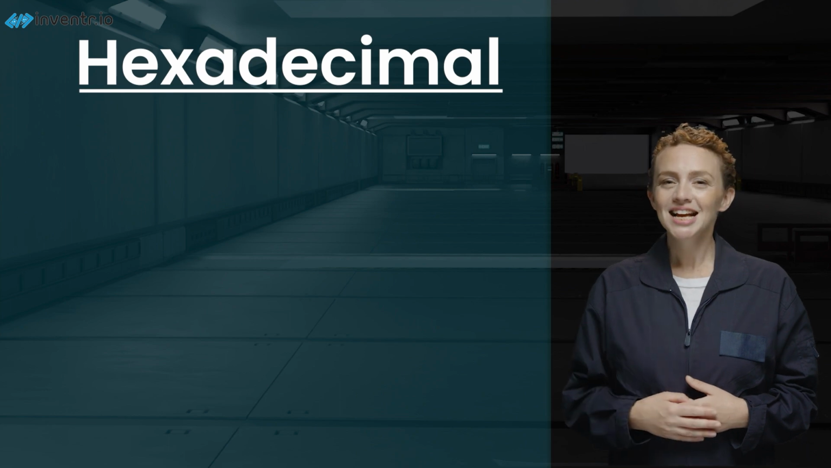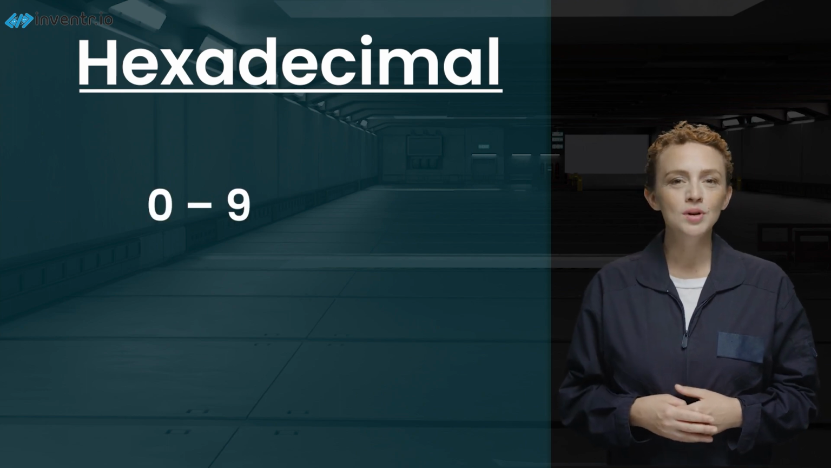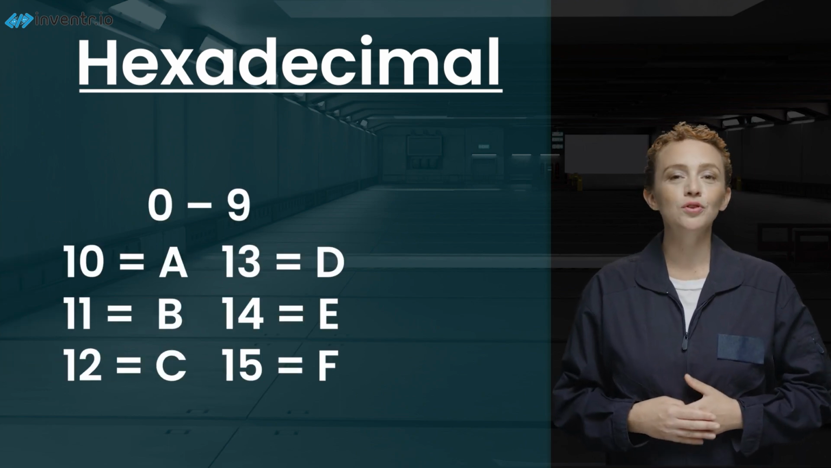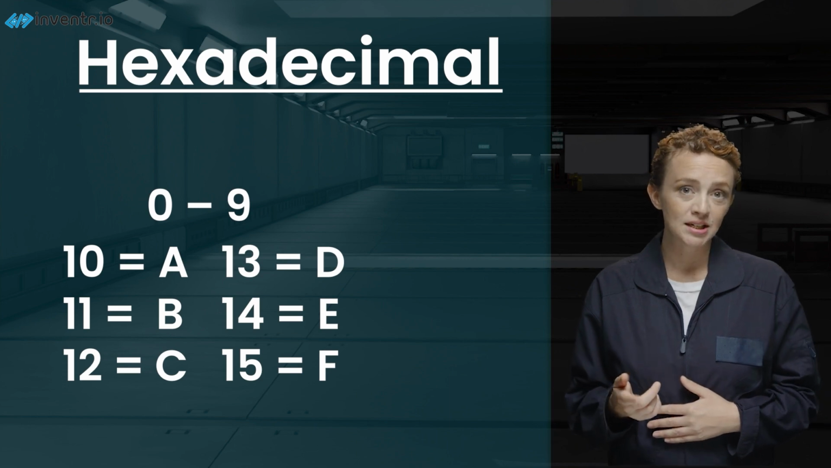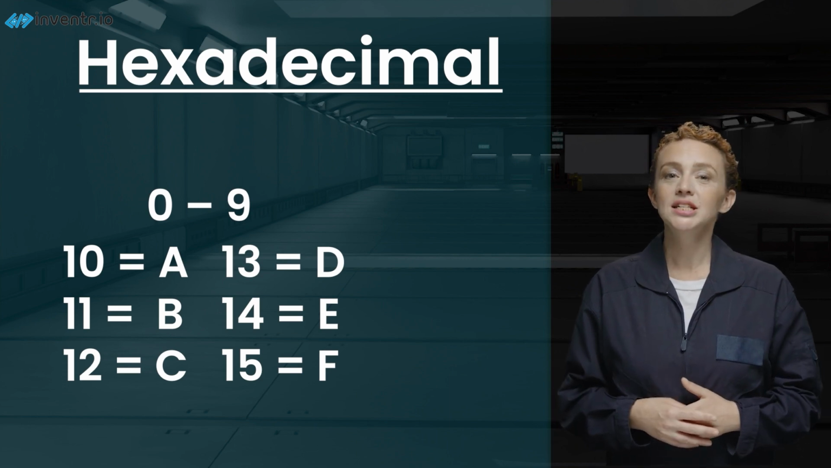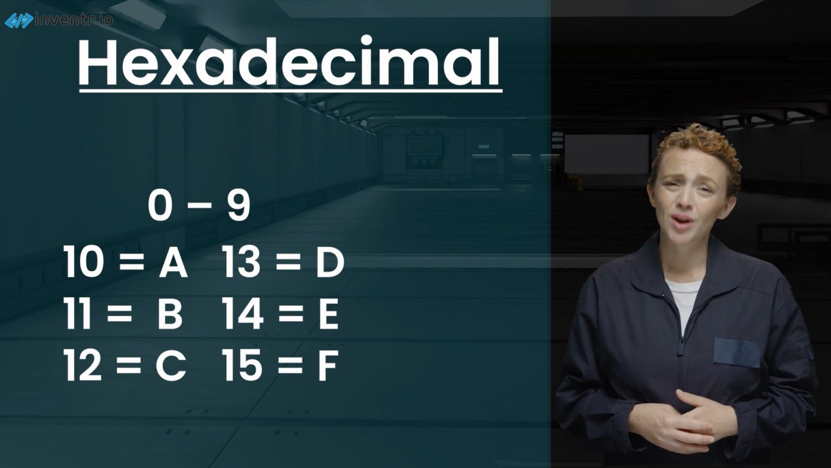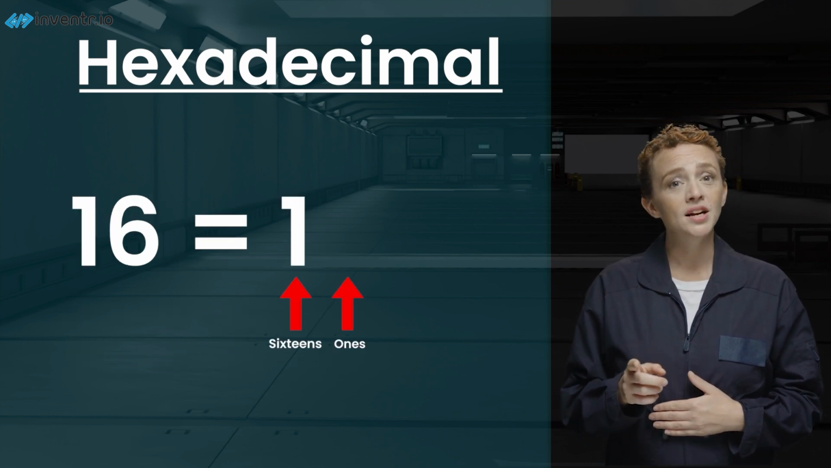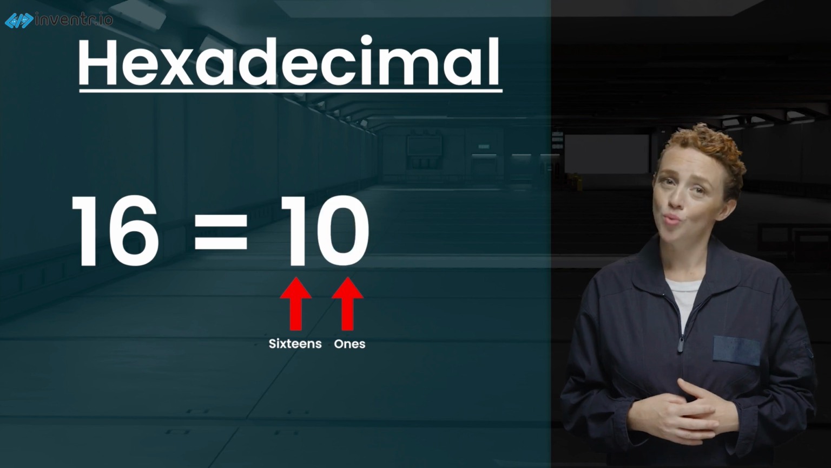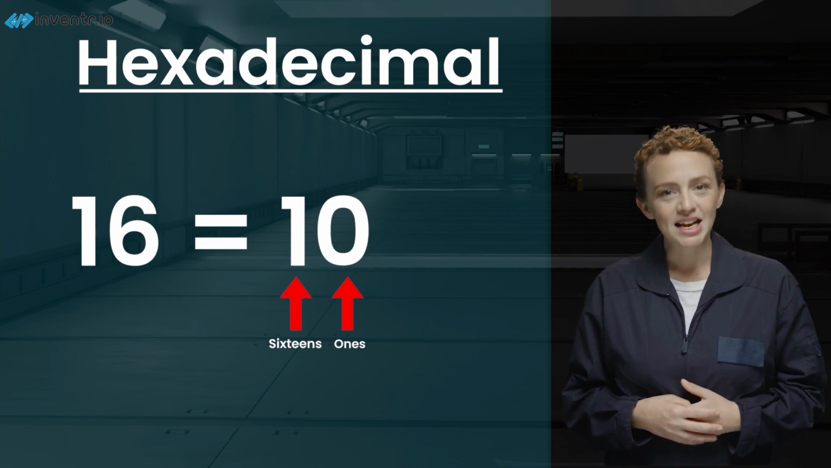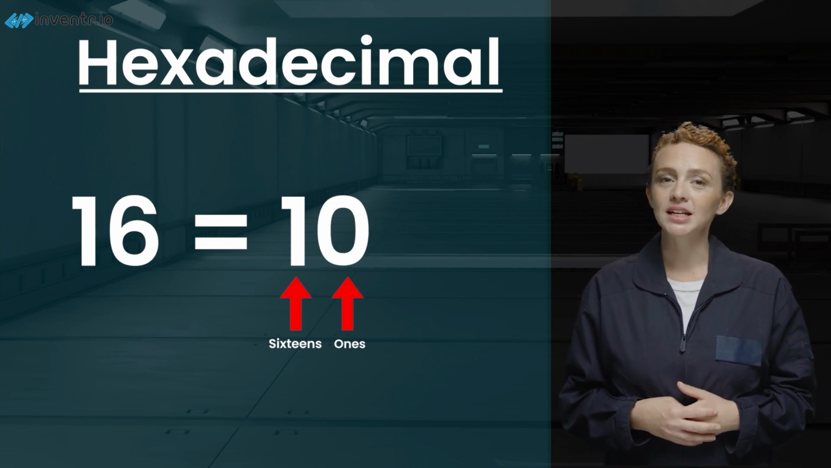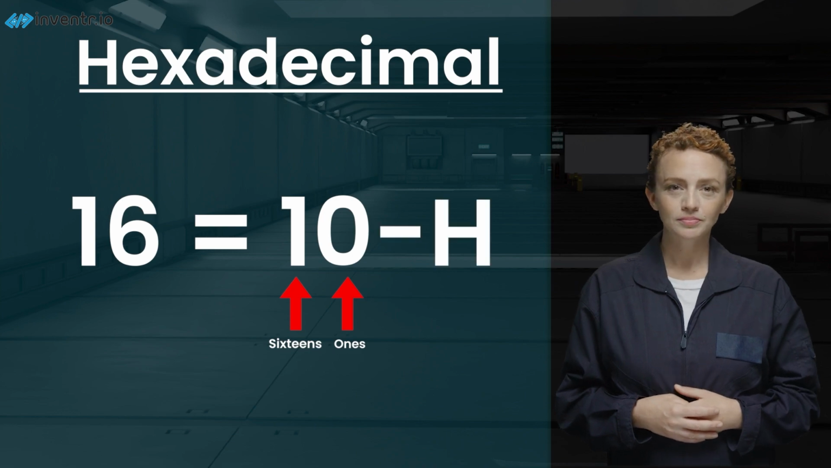Hexadecimal. Hex has 16 digits, 0 through 9, then A for 10, B for 11, up to F for 15. So in hex, 13 is just D. 16, well, there is no hex number for 16, so we put 1 in the 16s column and no ones. 16 is 10 in hex, or as we normally write it, 10H.